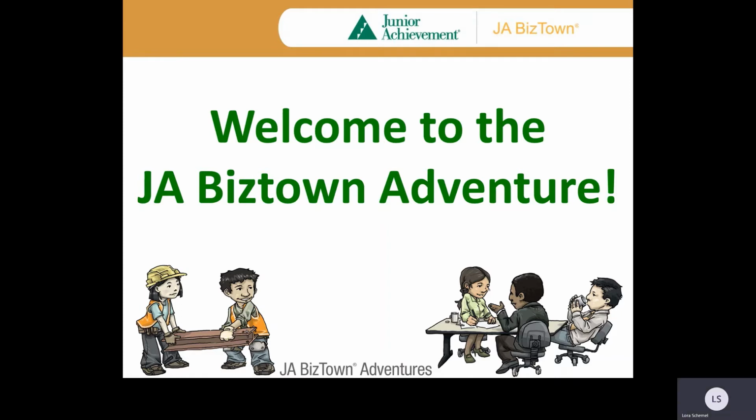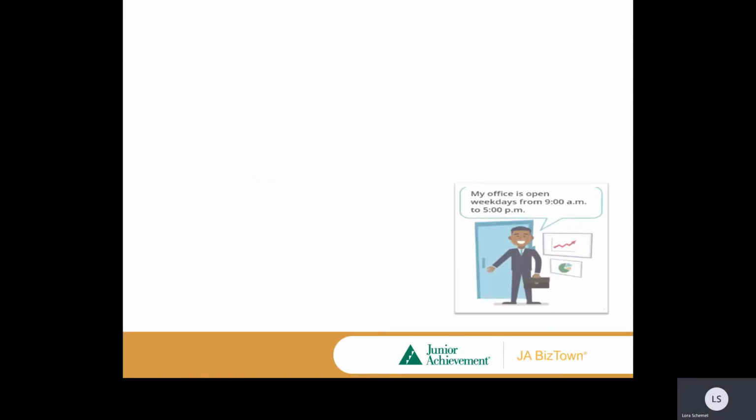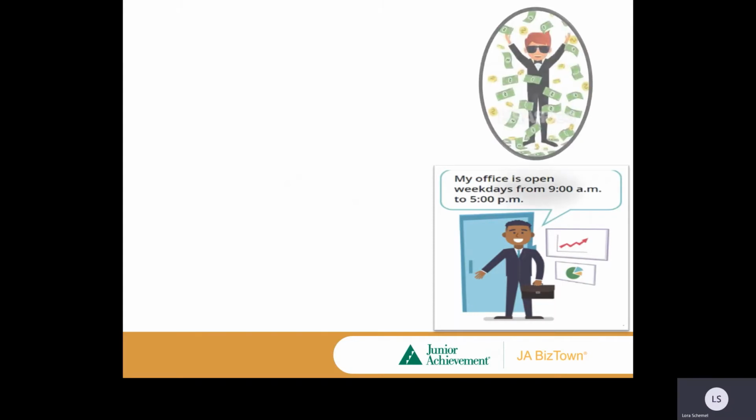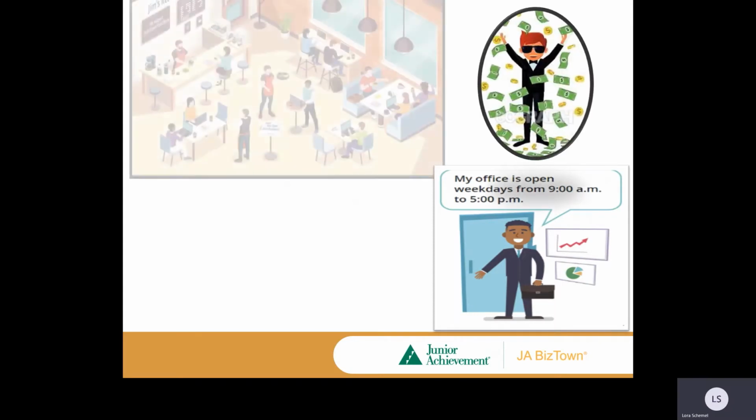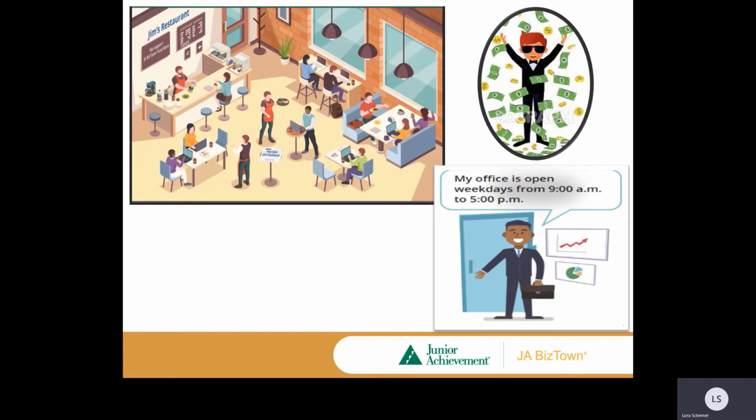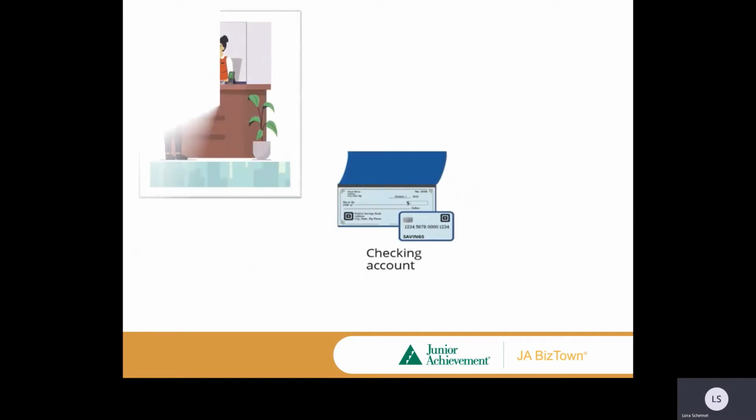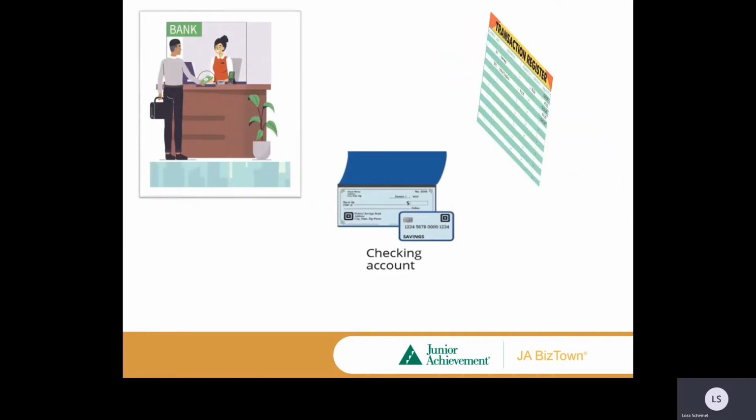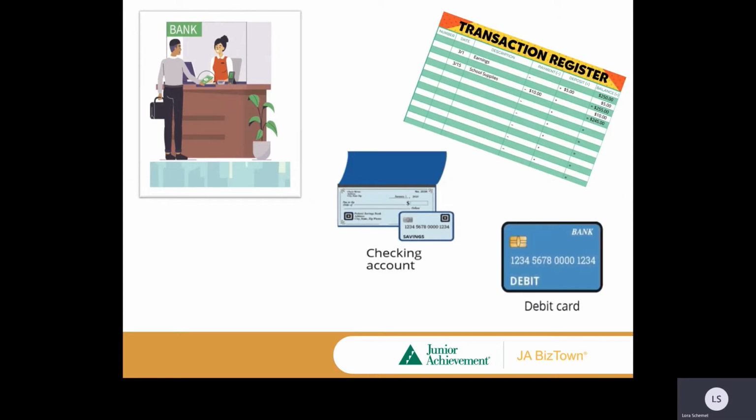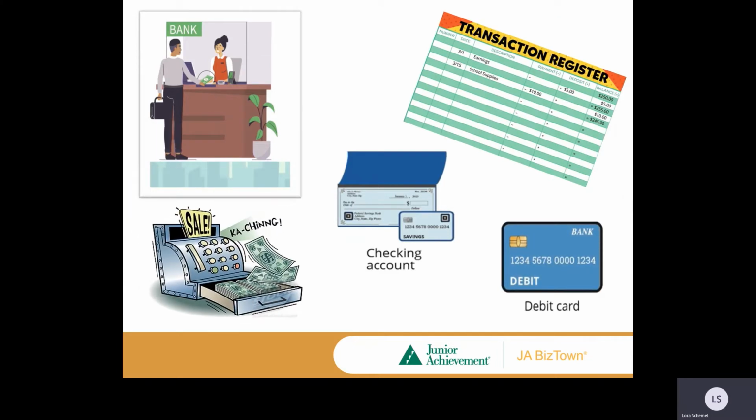Today, as a JA BizTown explorer, you will begin your journey into the life of an adult. You will learn what it takes to run a business and manage your money. You will learn skills to help make you a valuable member of a business team and a community. You will also learn how to write checks, make deposits, maintain a checkbook register, use a debit card, and spend your money, just like adults do in the real world.